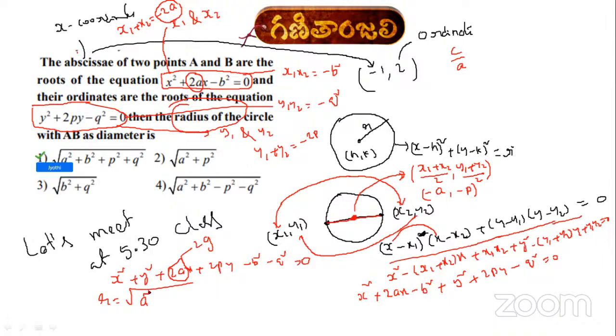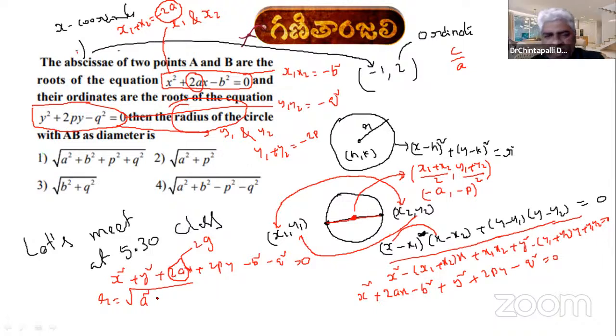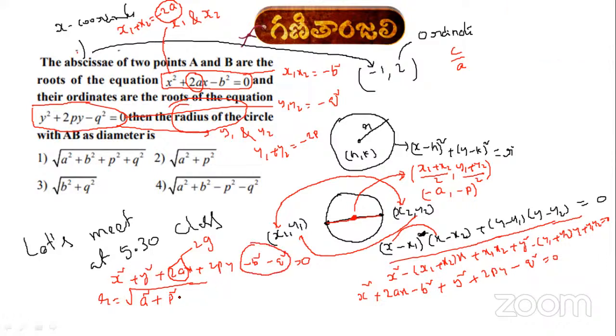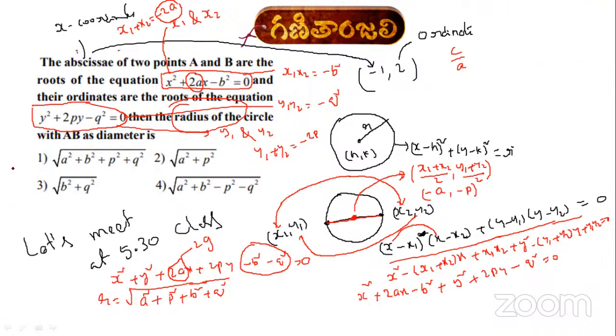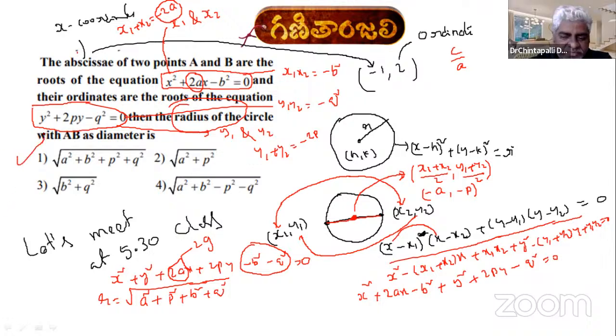Very good, Jyoti. Sangeet, you can also tell the answer. A square, g square plus f square means p square, minus c. What is c? Minus of minus plus plus b square plus q square. So the answer is the square root of a square plus b square plus p square plus q square. If we write them in an order, the answer is this. Option 1.